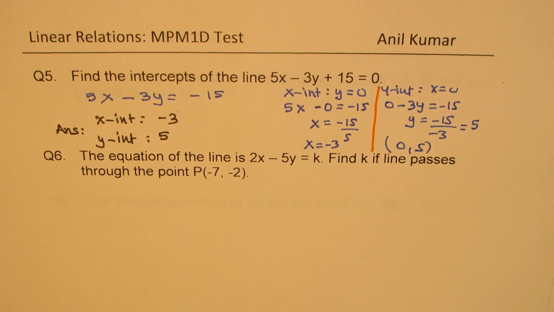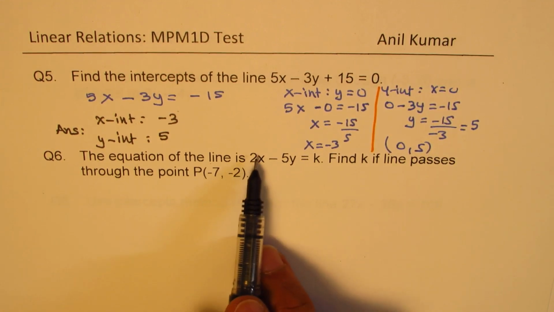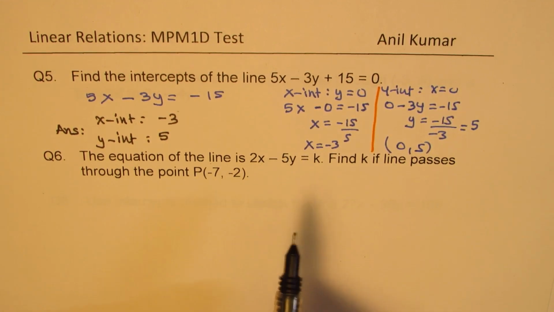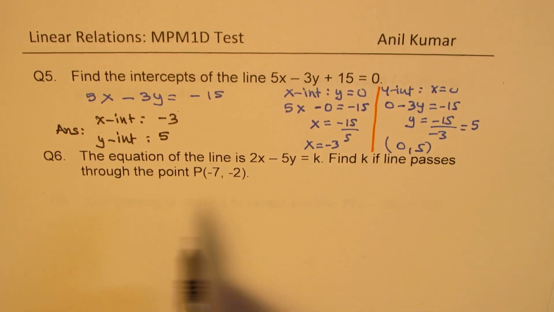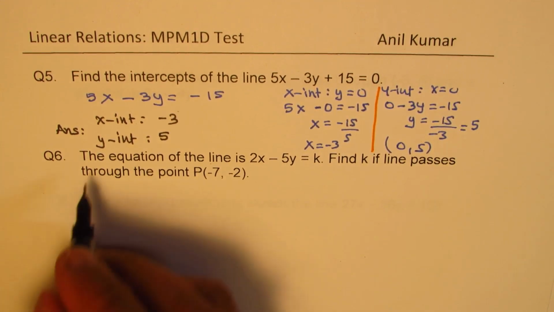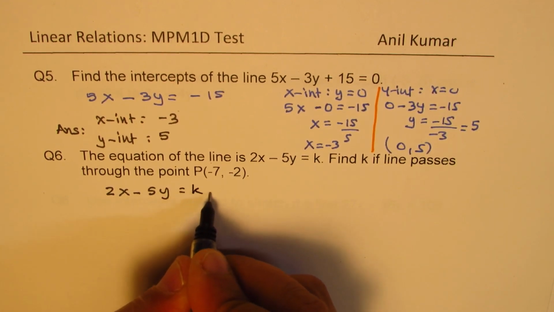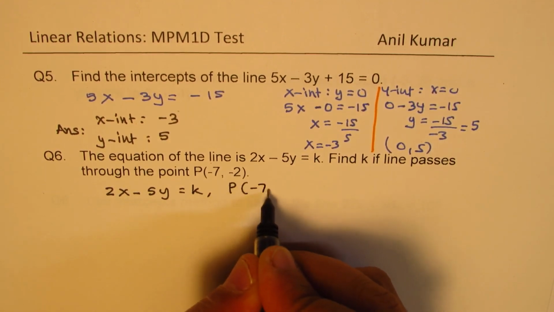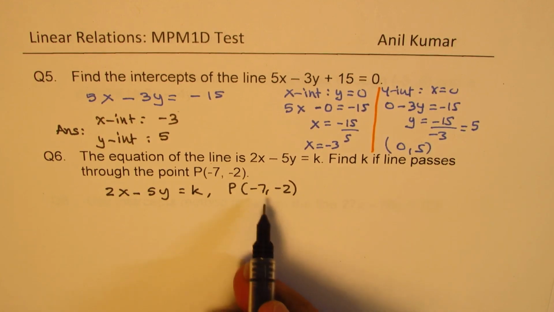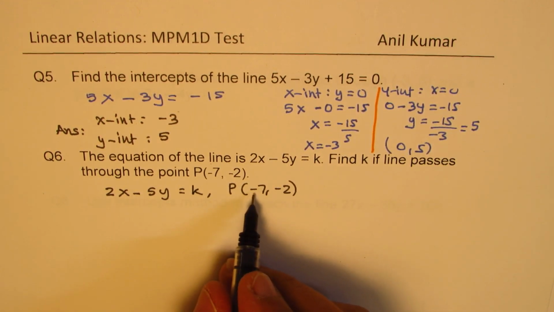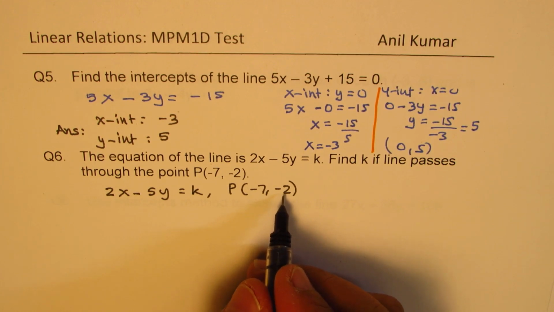Question number 6. The equation of line is 2x minus 5y plus k. Find k if the line passes through a given point, right? So we are given the equation as 2x minus 5y equals to k. It passes through a point which is minus 7, minus 2. Substitute the point here, right? So x value is minus 7, y is minus 2.